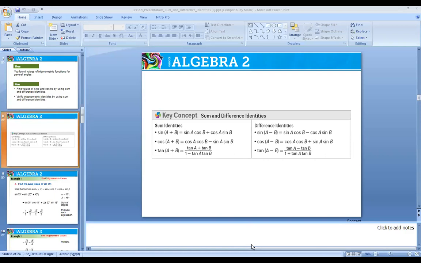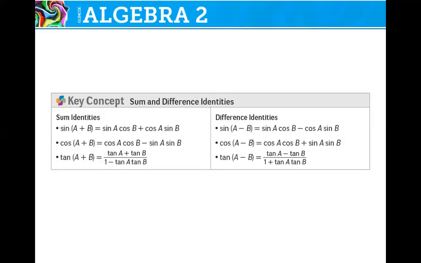Okay. It's talking about sum and difference identities. If I make it like this to be clear. Okay. So we have here the sum and difference identities. We have here the sum identities, and on the other side the difference identities.